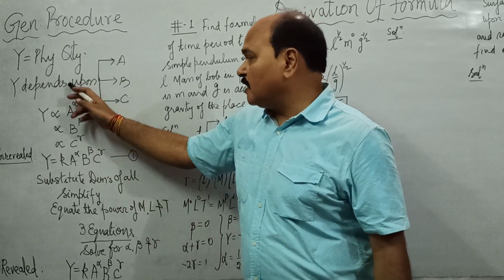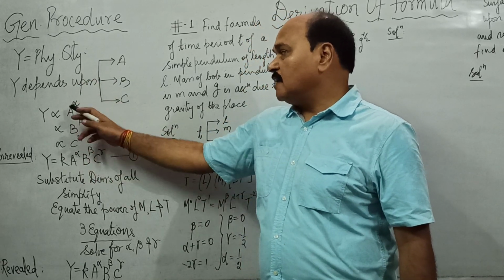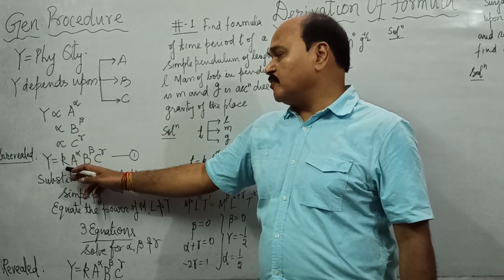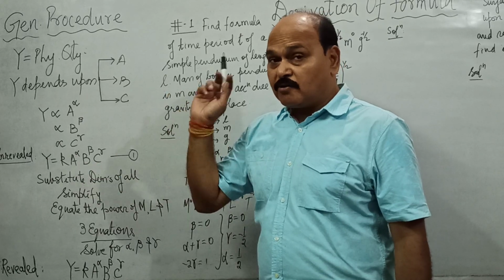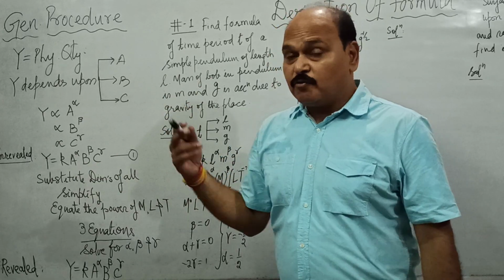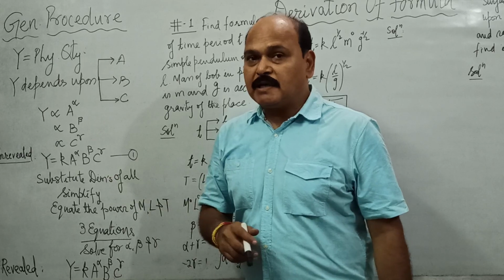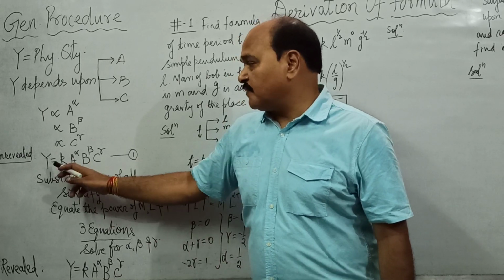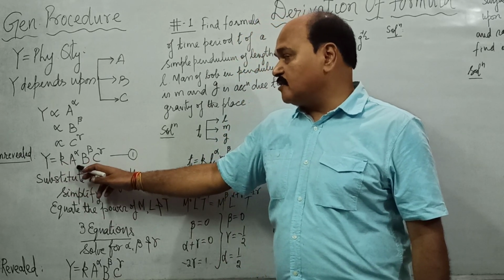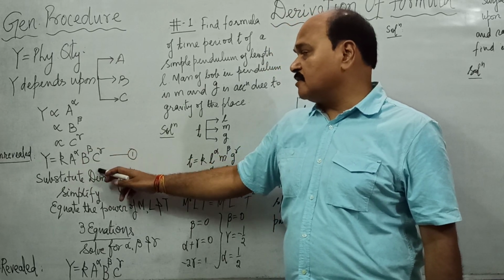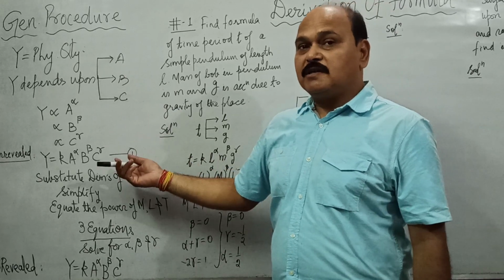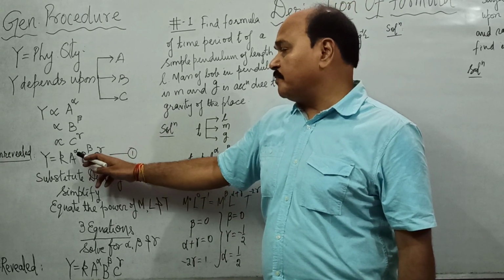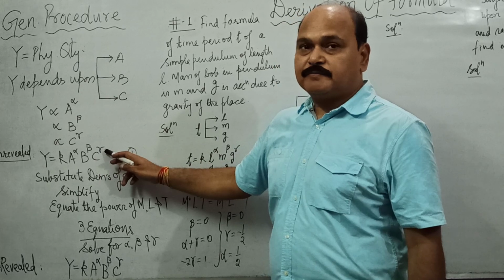So what do we do? We club all these three quantities and remove the sign of proportionality, put up a constant. Remember, this is a dimensionless constant whose value we won't be able to find out using dimensional analysis. So this is the formula: y is equal to k, A to the power alpha, B to the power beta, C to the power gamma. This formula is unrevealed. Why unrevealed? Simply because we do not know the powers alpha, beta and gamma.